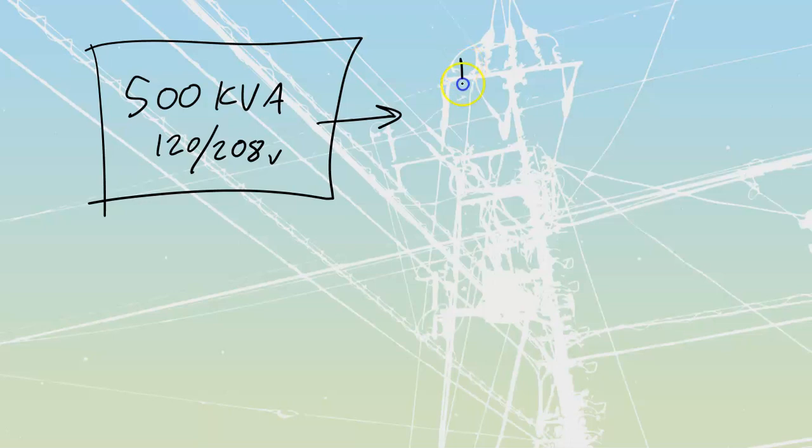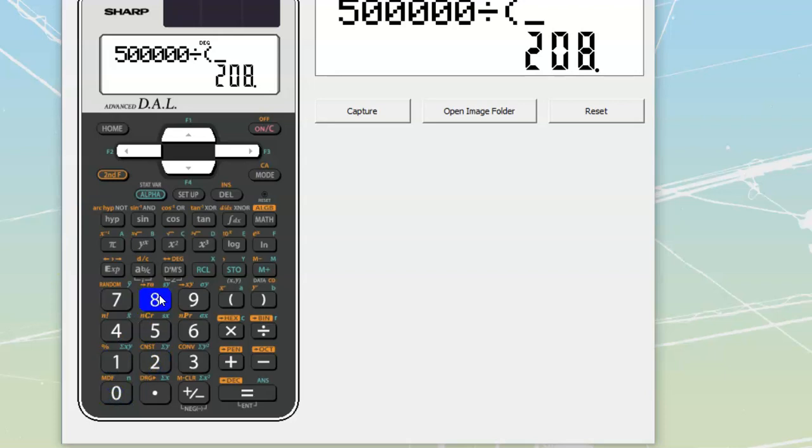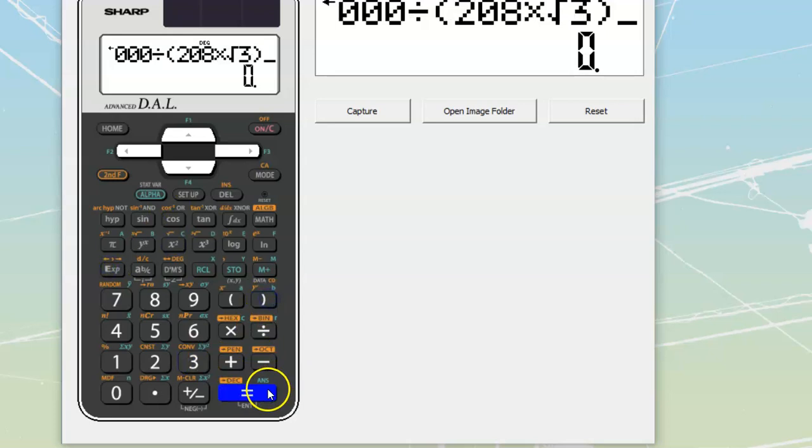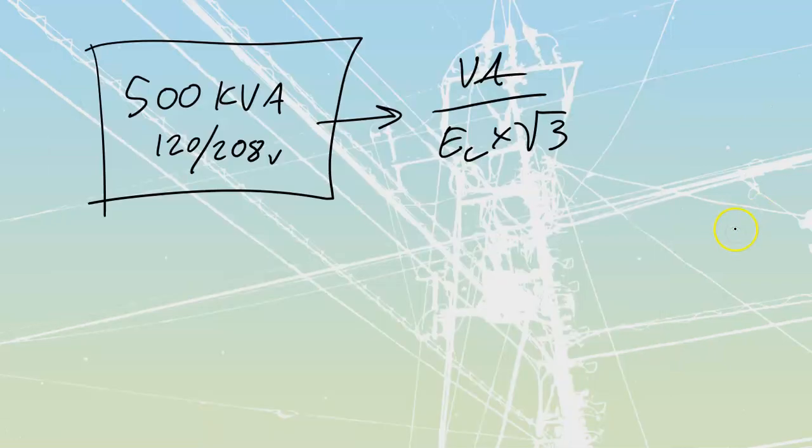Let's go and do that. That's going to be a matter of VA divided by E line times root 3. Going into our calculator, 500,000 divided by, make sure you put those brackets in, E line, that's our line voltage, times root 3. Bracket and done. And we see that we get a total current out of this thing of 1,387 amps that we can carry out of it.